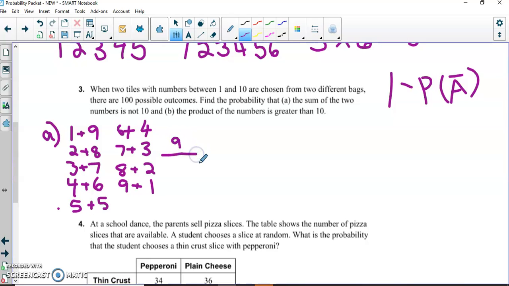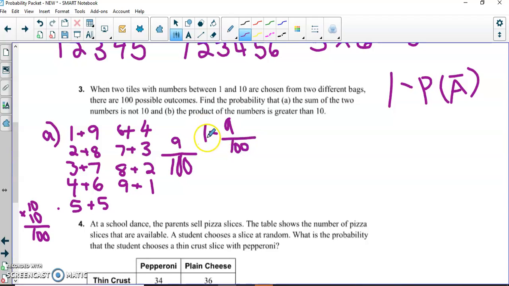Now, how many total possibilities are there? Well, there's numbers between 1 and 10 in each bag, right? Which means there's 10 options in the first bag, 10 options in the second bag, 10 times 10, that gives us 100 total outcomes that could happen. So that would go on the bottom. So the complement, what we want not to happen, is 9 out of 100, which means I'm going to subtract that from 1.